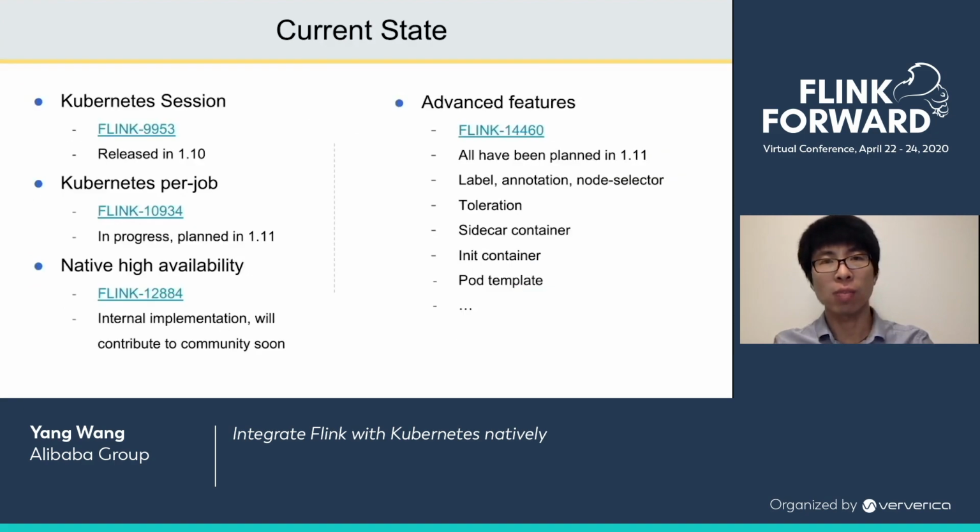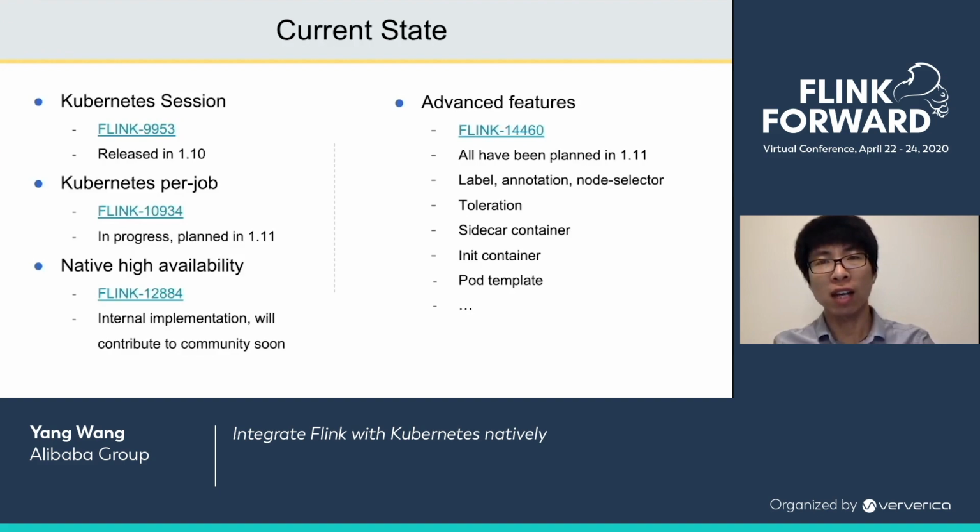Now we come to the last page of today's presentation. What's the current state of all the features just introduced? First, native Kubernetes integration has been released in 1.10 as a preview feature for users who want to test the native integration. For Kubernetes per-job mode, the community has planned it in 1.11 with the application mode. You could refer to FLIP-85 for more information about the application mode.